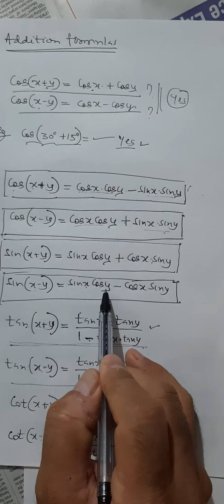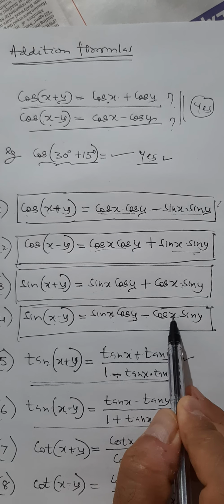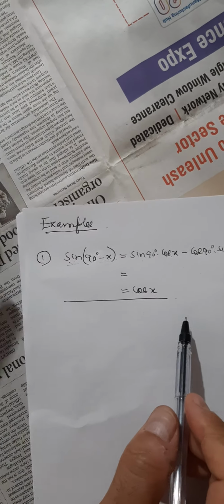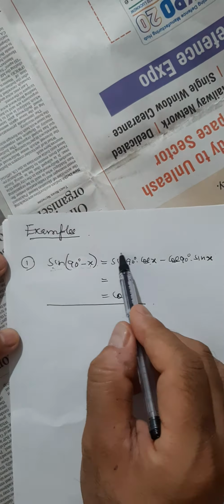Sin x cos y, so here x is 90 degrees, y is x: sin 90 cos x minus cos 90 sin x. Addition formula. What is sin 90? You know it is 1. Cos x as it is. What is cos 90? You know 0 into sin x. So this is 0 and cos x, so you are getting this.